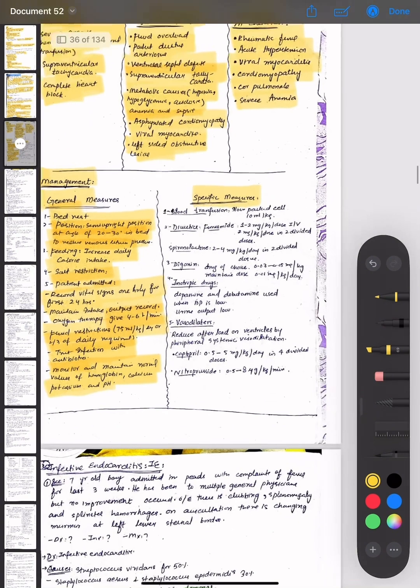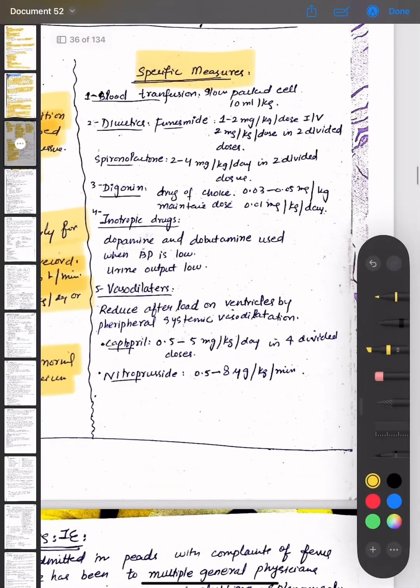The specific measures are blood transfusion, that is slow packed cells 10 ml per kg. Then diuretics are given, which are furosemide, 1 to 2 milligram per kg, and spironolactone, 2 to 4 milligram per kg, and digoxin is given, which is the drug of choice. Inotropic drugs are given, which are dopamine and dobutamine, and used when BP is low.